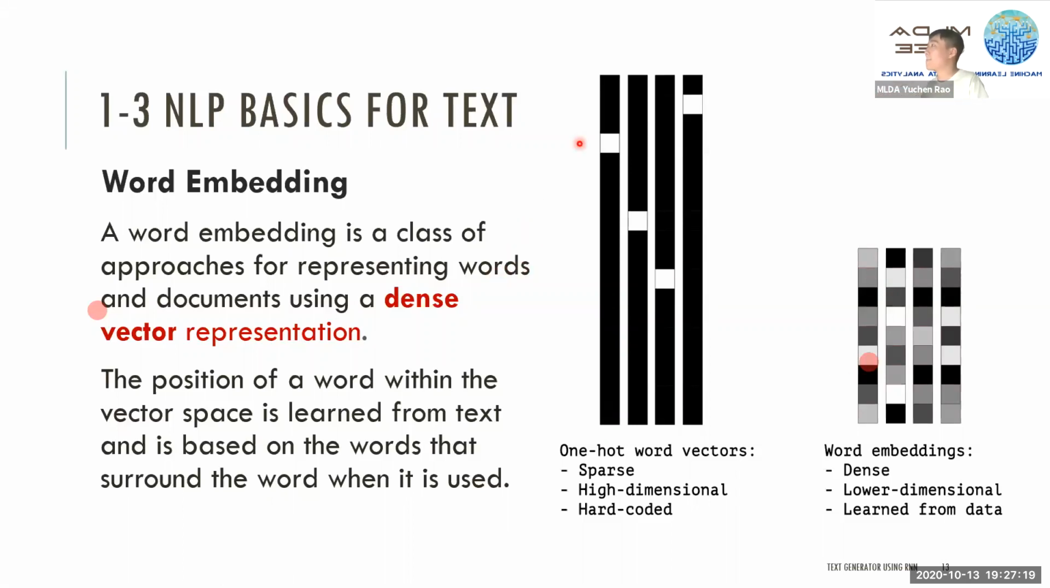You can see this one is a very long matrix. We can use another parameter matrix, which is a bit fatter, and do a multiplication. We can then get our word embedding, which is a dense vector with lower dimension, and it learns from data rather than us hard coding it.